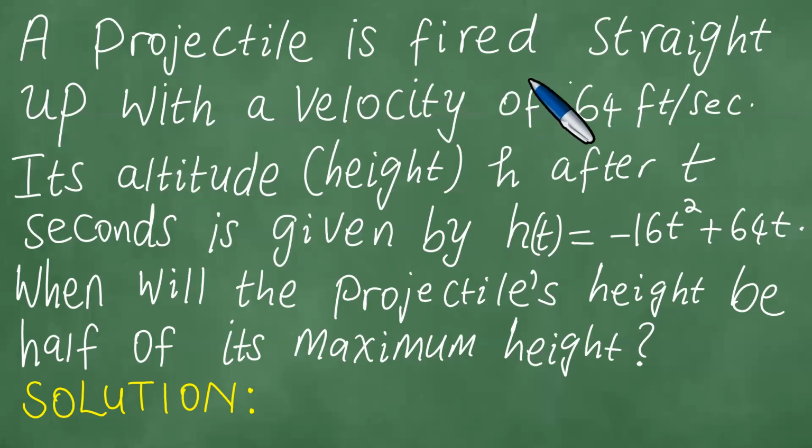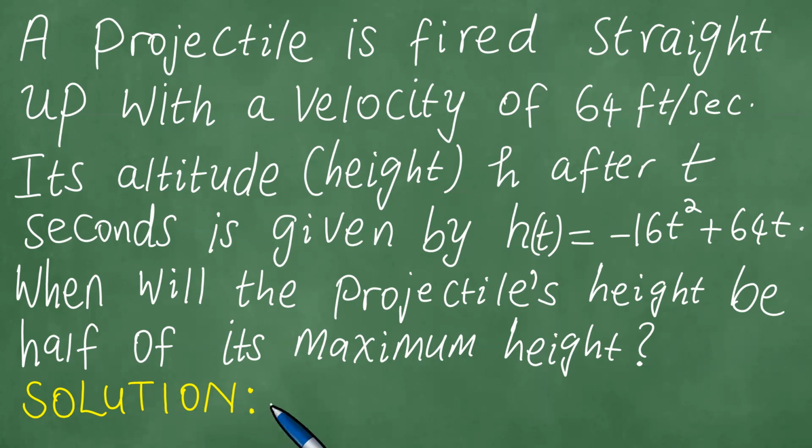Right, the projectile is fired straight up with a velocity of 64 feet per second. Its altitude height h after t seconds is given by h of t equals minus 16t squared plus 64t. When will the projectile's height be half of its maximum height?